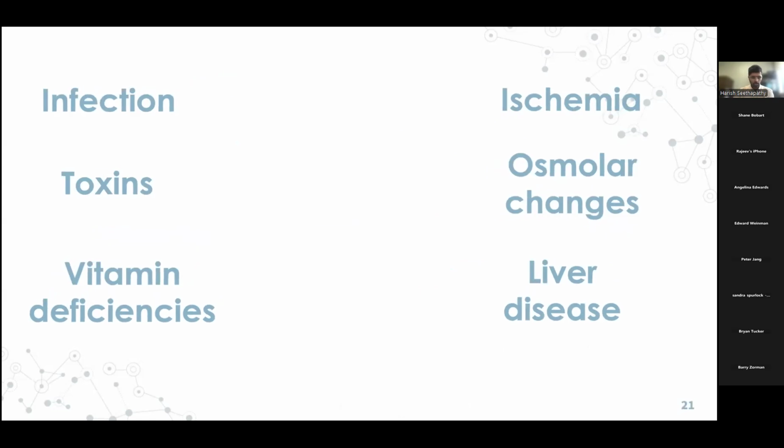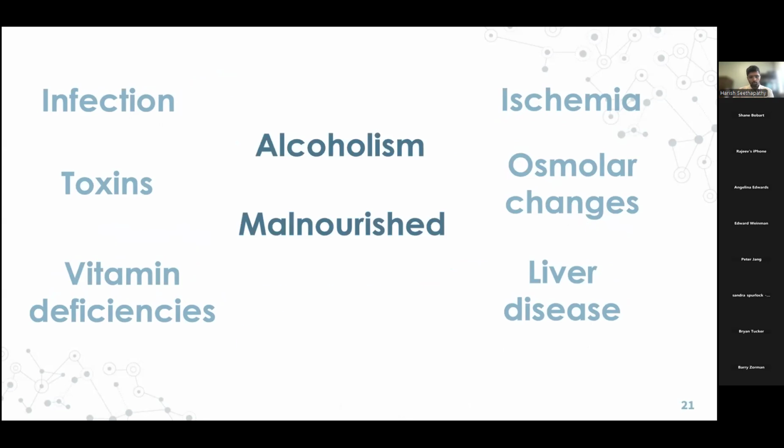But throughout history, while they were describing this, 2 things stood out quite clearly. One was alcoholism, and the other word was malnourished, because a lot of these patients had a history of severe alcoholism and malnourishment.